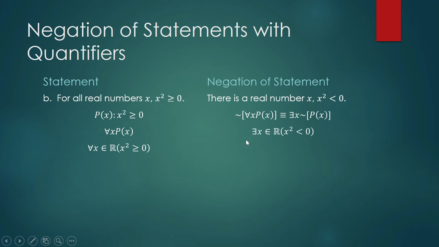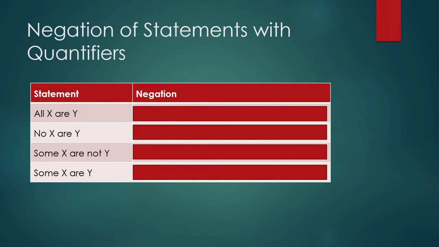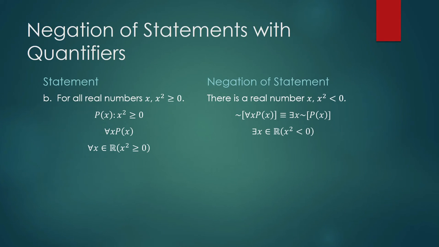So let us write that in math sentence. This is the original proposition or assertion: for all real numbers x, x squared is greater than or equal to 0. Its negation is, okay, I'm sorry, let's go back. Its negation is there is a real number x, but x squared is less than 0.